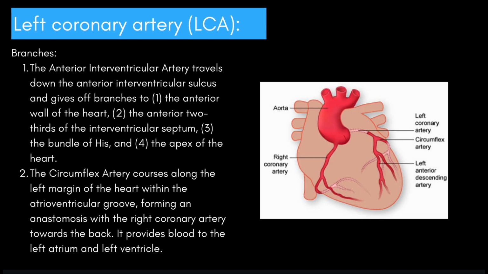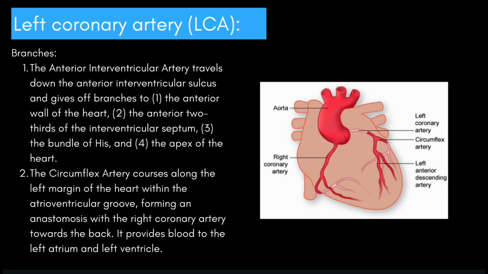Next, I want to talk about the left coronary artery. The branches of the left coronary artery include the anterior interventricular artery that travels down the anterior interventricular sulcus and gives off branches to the anterior wall of the heart, the anterior two-thirds of the interventricular septum, the bundle of His, and the apex of the heart.